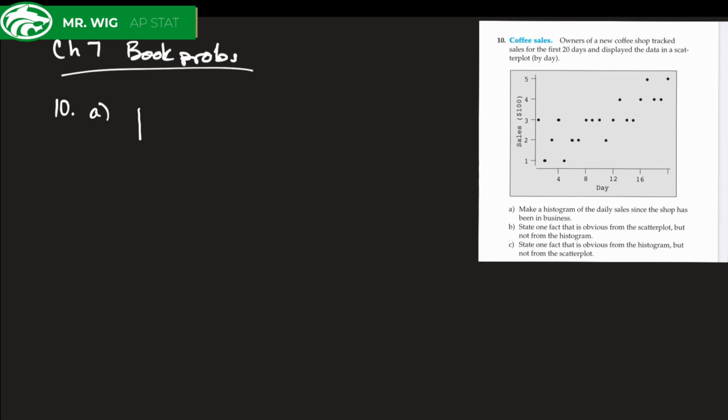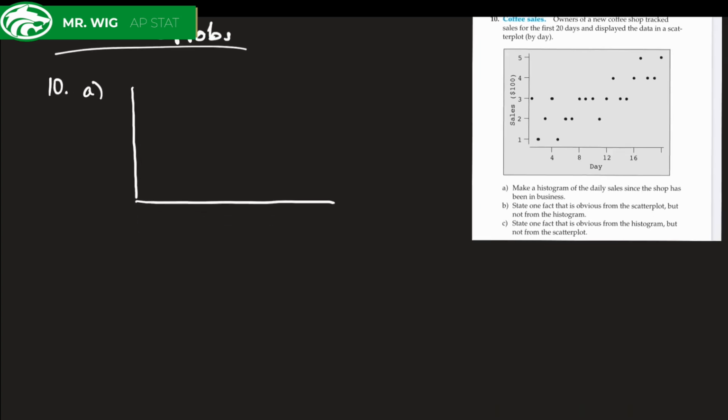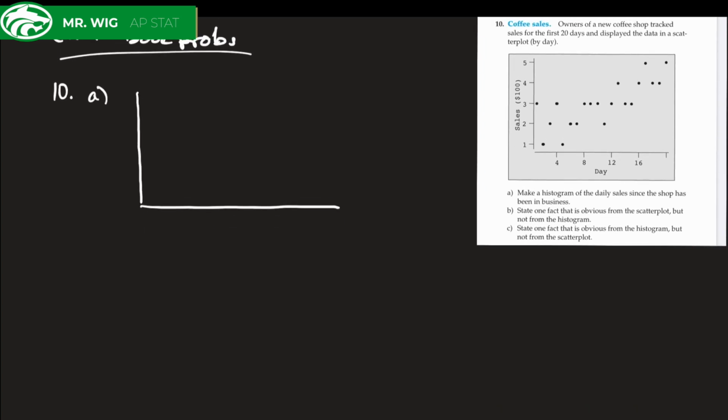Going to look at number 10 from chapter 7. Here you have a histogram, or you've been asked to create a histogram from a scatter plot. And it's asking me to make it on monthly sales. That's really important because when I go to figure out what I'm going to make as my variable for the x-axis, I'm going to have to go along here and figure out which variable.